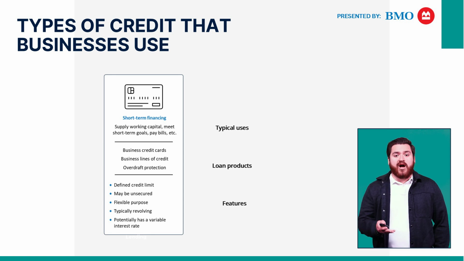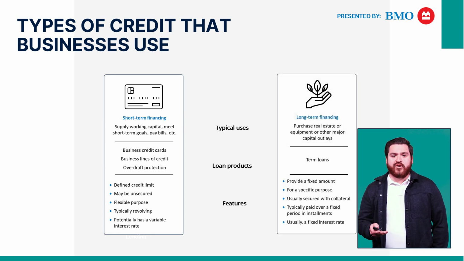On the other hand, long-term financing is primarily used for purchasing real estate or equipment, but it can also be used to purchase any fixed amount of products or materials. The main long-term financing product is called a term loan. The term loan provides a fixed amount of credit that you will be receiving and is used for a specific purpose. For example, you may be interested in purchasing a new machine for your business. When looking for a term loan, you will know exactly how much the machine costs, and that is how much credit you will ask for.